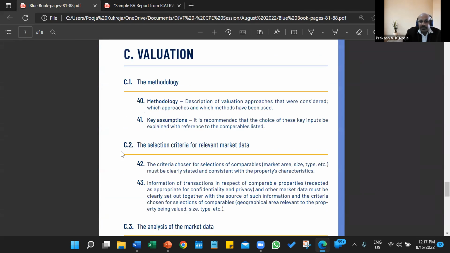Now comes the valuation methodology, right? What all methodologies are there, which approach has been taken, and what is the key assumption under that methodology? Because sometimes you might use the income approach and the market approach. And then you might say, okay, I as a valuer am going to assign 80% weight to the income approach and 20% weight to the market approach. Why? That also should come out very well. That's part of your key assumptions as a part of methodology.